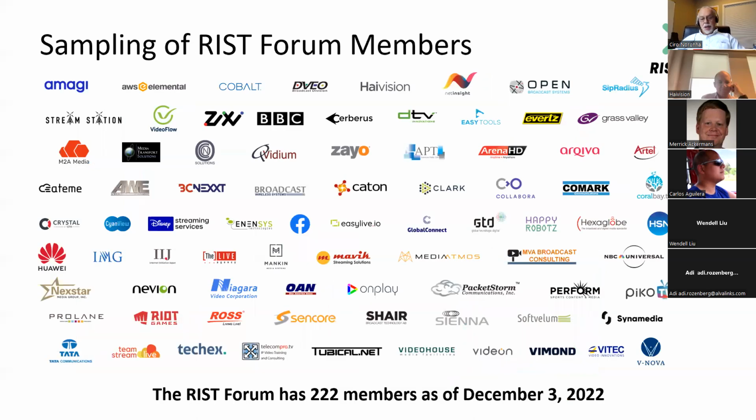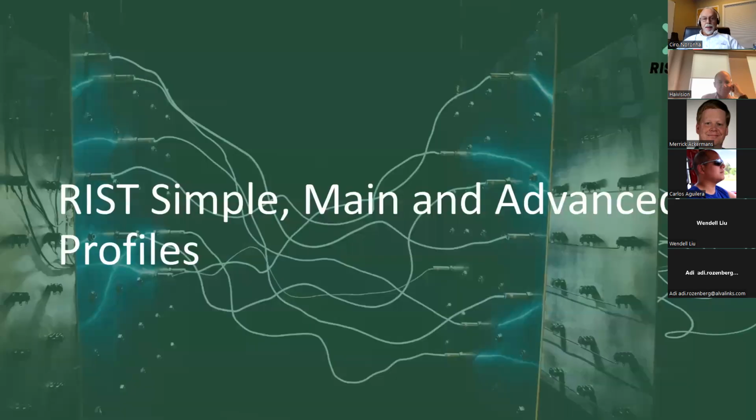I asked Susanna, our chairperson, on Sunday, December 3rd, how many people we had, and there are 222 members in the RIST Forum at the moment. This is just a sampling. We need to redo this slide, but you can't fit 222 anymore into a single slide. So it's growing. All right. Introductions out of the way.